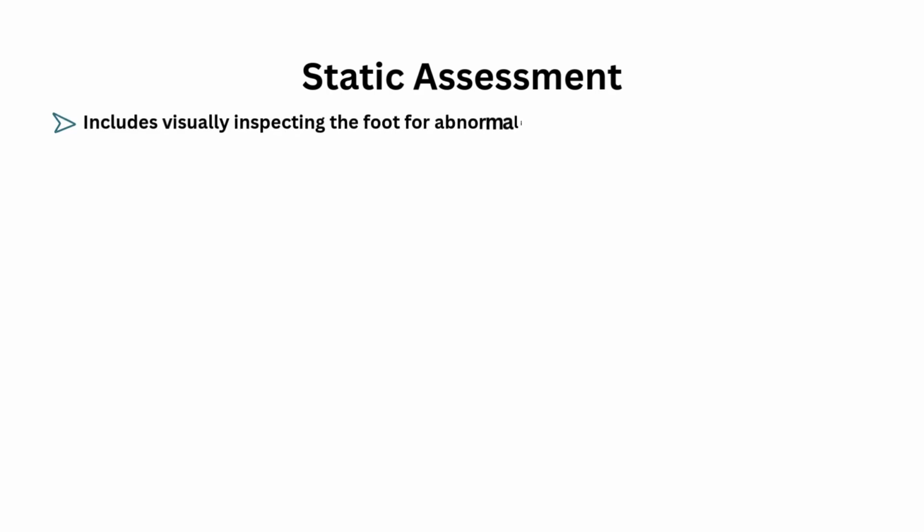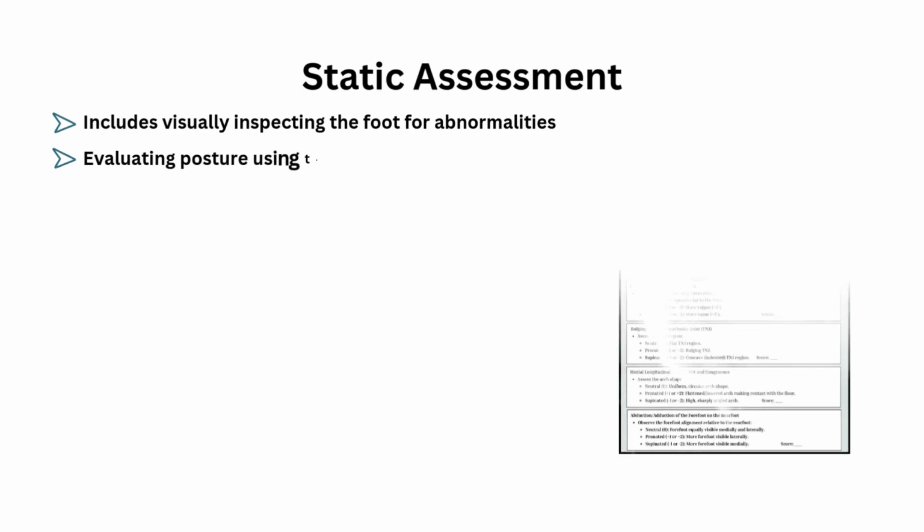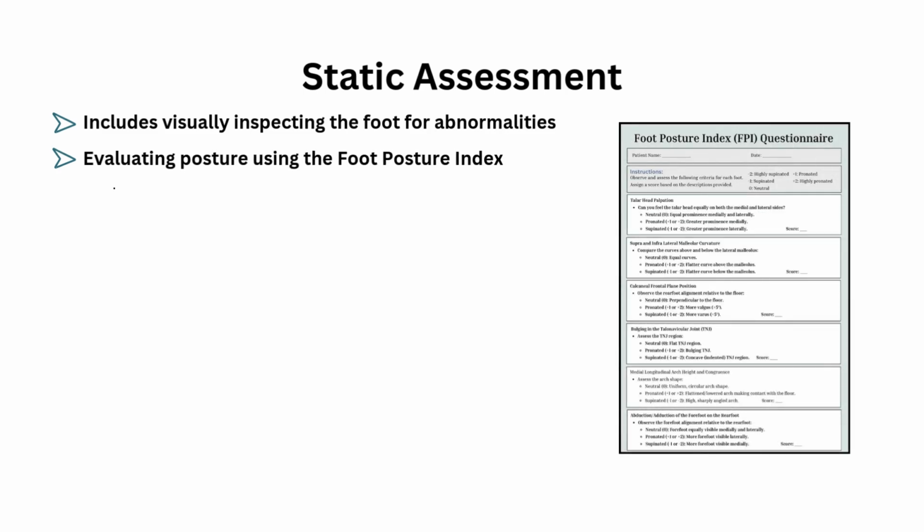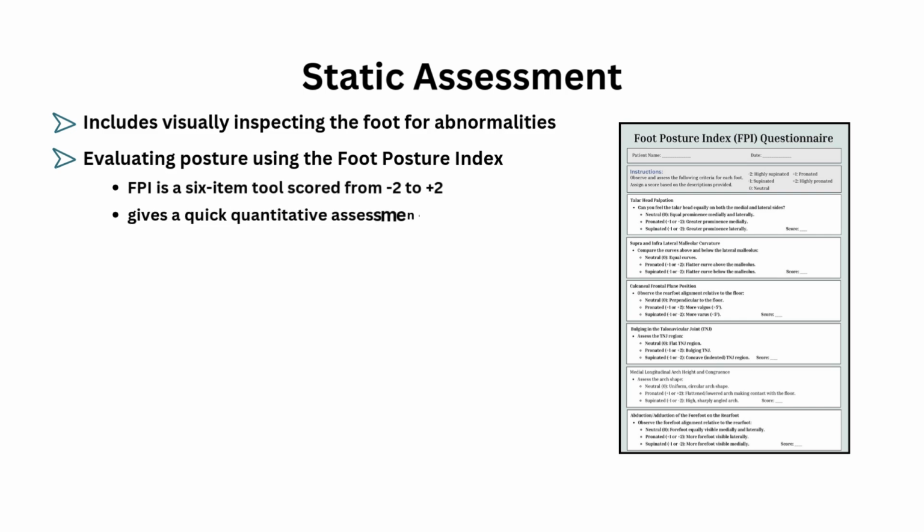We start with static assessment. This includes visually inspecting the foot for abnormalities and evaluating posture using the foot posture index. The FPI is a 6-item tool scored from -2 to +2. It gives a quick quantitative assessment of the rear foot, midfoot, and forefoot posture to determine the overall foot type.